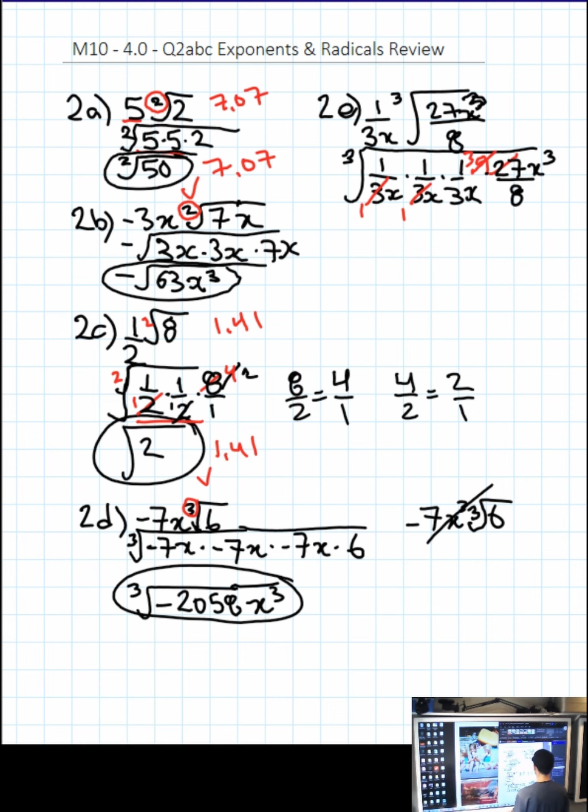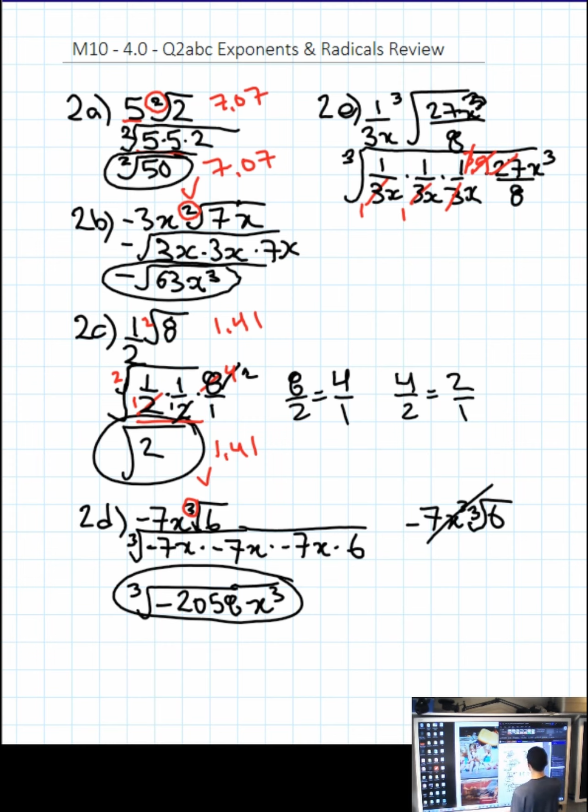And the 9 turns into a 3, and the 3 turns into a 1. Then we have a 3 on the top and a 3 on the bottom. We can cancel those 3's, dividing the top and bottom by 3. Then we have an x cubed on the top and 3 x's on the bottom.